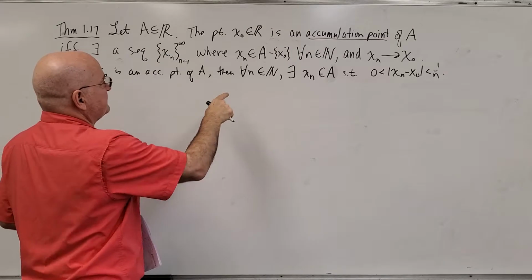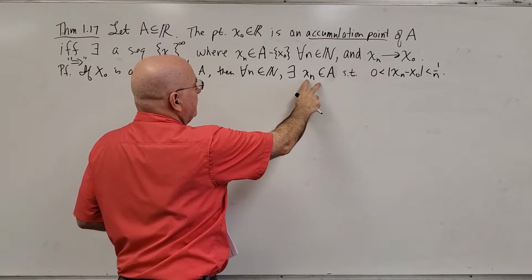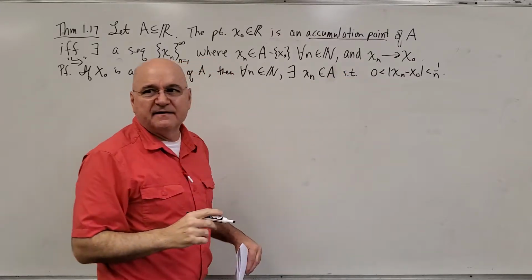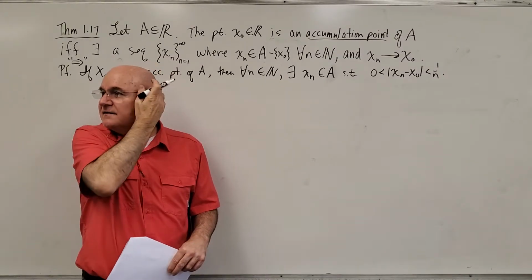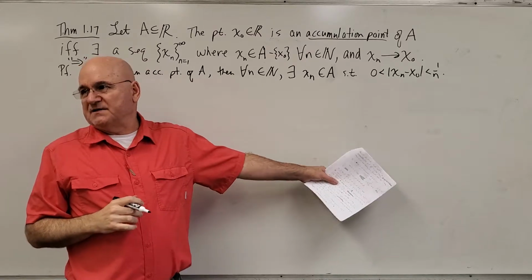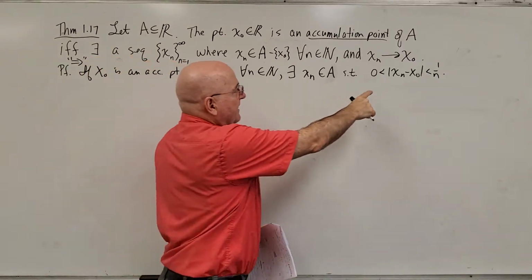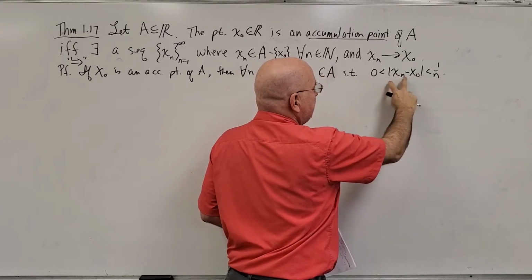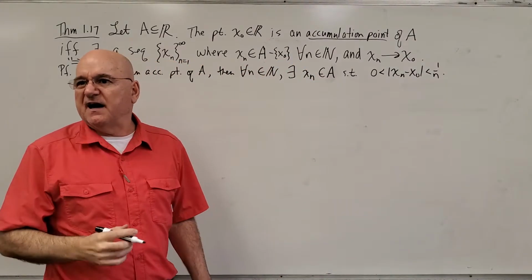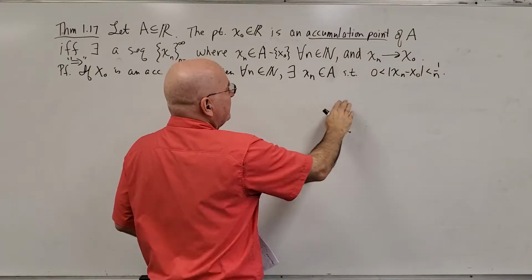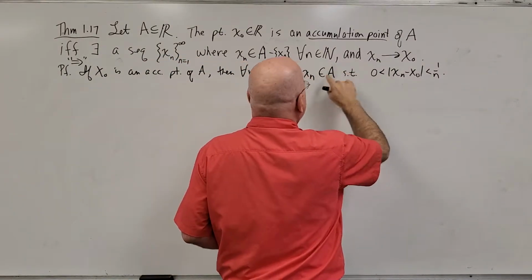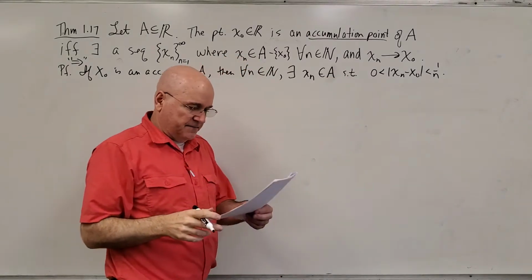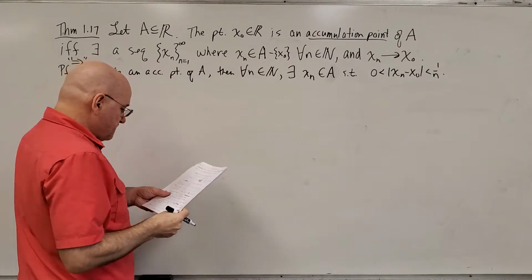Well, I want this to be not equal to x0. That's why I could have put minus x0, but why don't I have to do that? Because of what follows, right? I added this part, 0 is less than this. That means that xn can't be equal to x naught. So it's just another way of saying that. I could have taken that off if I would have said xn is an element of A minus x naught. Okay.